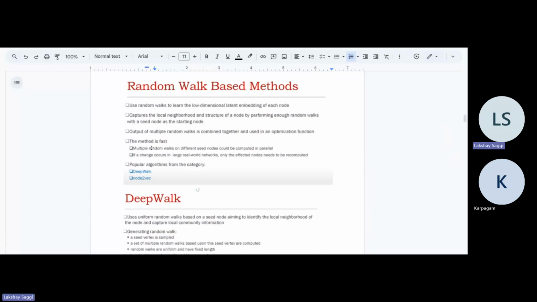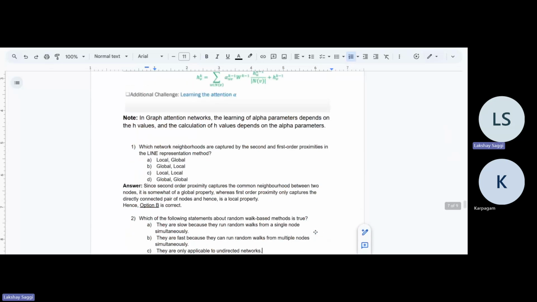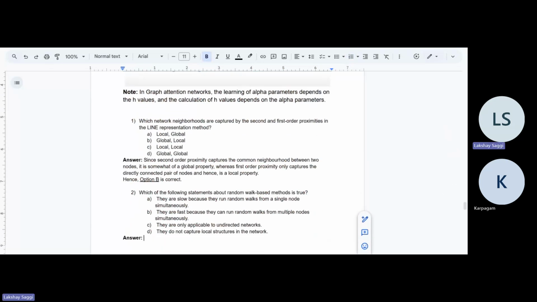These methods are fast because you can do random walks in parallel from multiple nodes. So you can use parallel computation, and even if there are some failed nodes, you don't have to recompute everything from scratch. You only need to look at the failed nodes. So random walks are faster because they can run from multiple nodes simultaneously. So option B is actually correct.